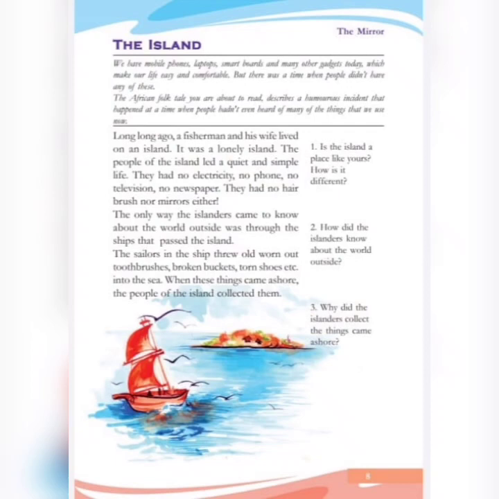They had no electricity, no phone, no television, no newspaper. They had no hairbrush, nor mirrors either. The only way the islanders, meaning people living in islands are called islanders, came to know about the world outside was through the ships that passed the island.